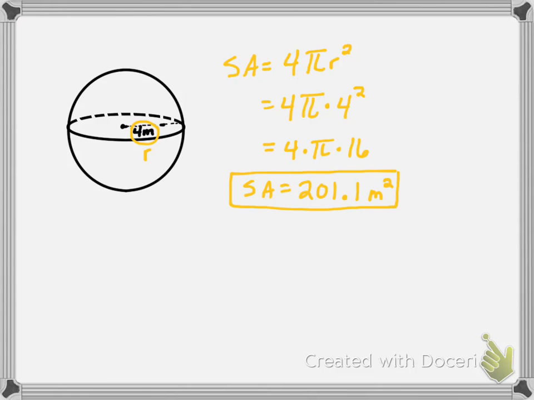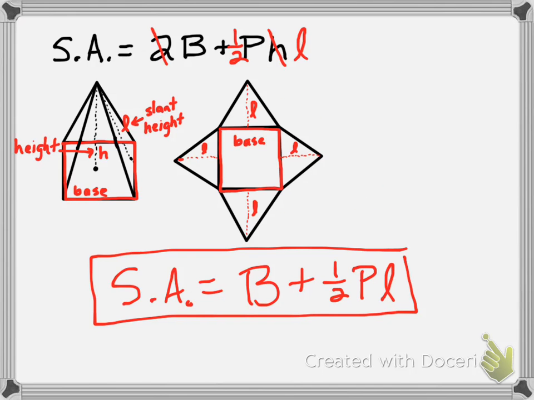Now, I'm going to go back and talk about the other area, lateral area. Okay, just like the other figures, we also have lateral area for pyramids, cones, and spheres as well. If you remember what lateral area is, it's just the area of the sides. So it's the surface area without the base. Well, here's the surface area. Isn't this piece the base? So the lateral area is just the 1/2 perimeter times slant height piece.